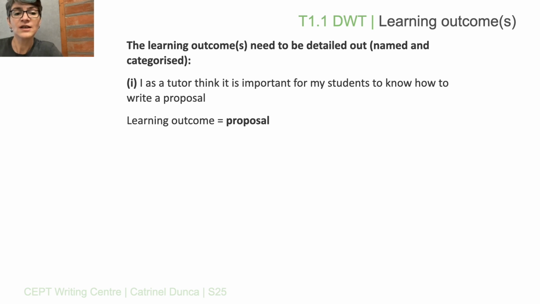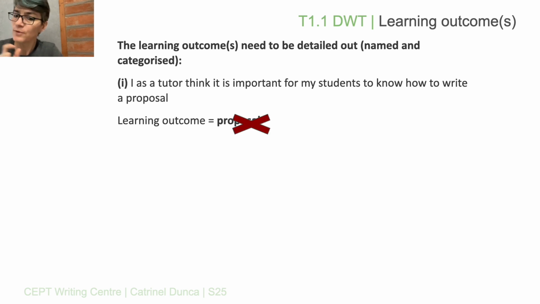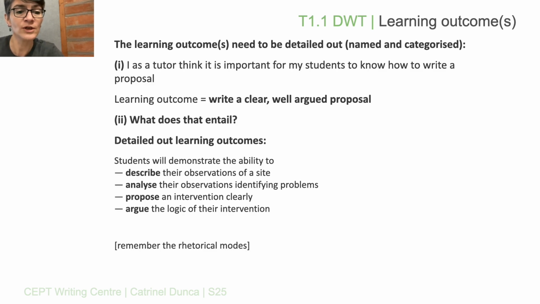I, as a tutor, think it is important for my students to know how to write a proposal. Now, is it enough to say my learning outcome is a proposal? Absolutely not. A proposal is a type of writing. It's not an outcome, it's an output. It's what the students will write, right? But the learning outcome cannot be that. The learning outcome needs to be concerned with what it takes to write a proposal that is well written, that is well articulated.